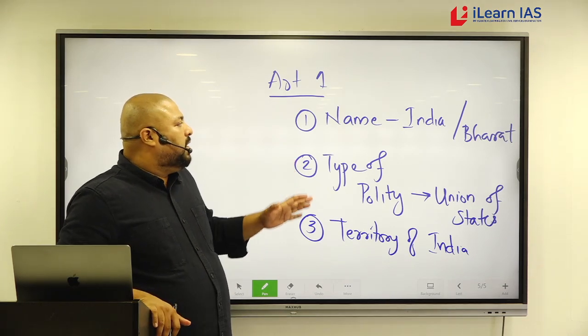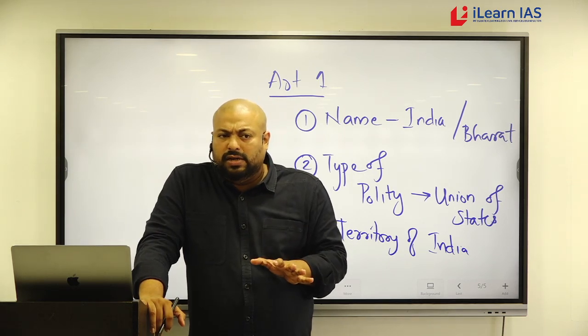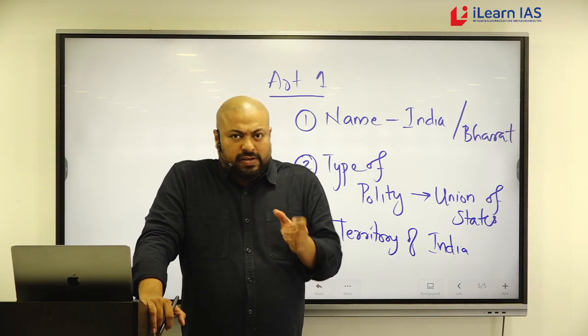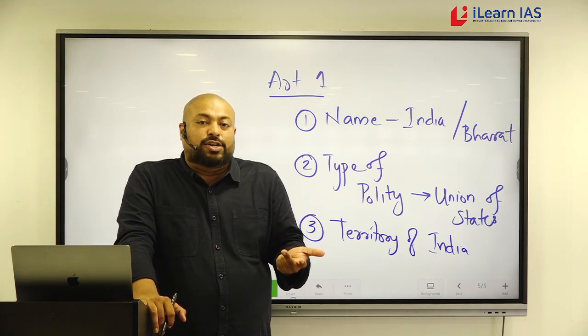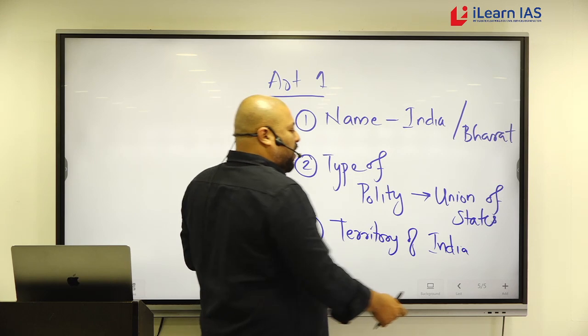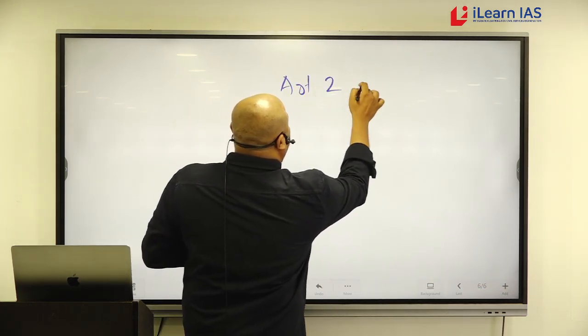So this is the information that you are getting from Article 1. Is it clear? Any doubt? So basically it talks about the name, it talks about the type of the polity, and it also talks about the territory of our country. Okay, now let's move to Article 2 and Article 3.